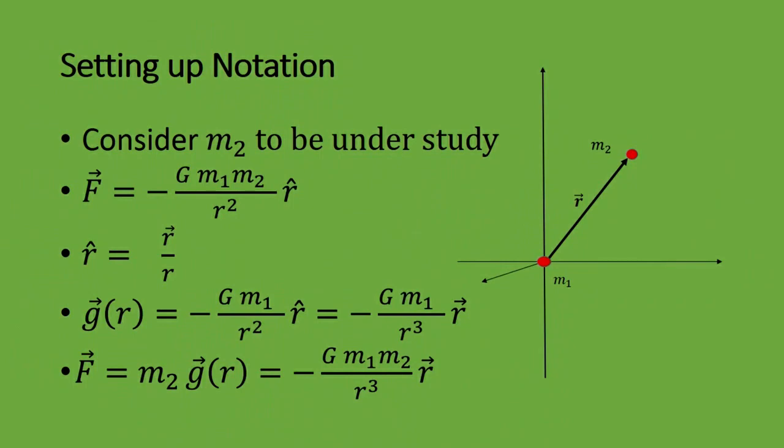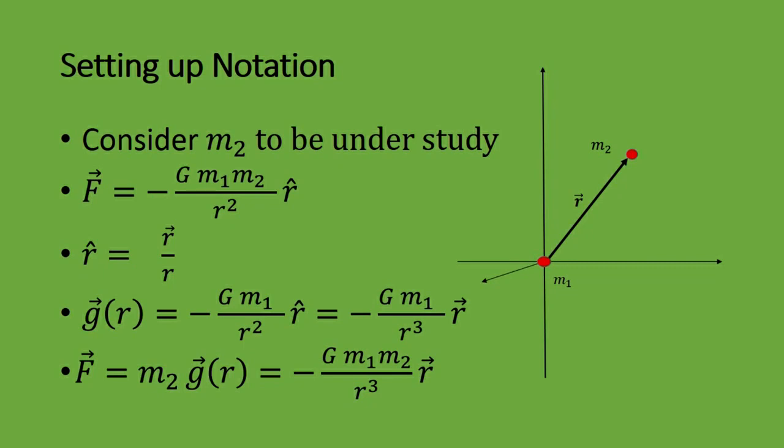Now, let's think of mass number 2 to be the one that we are interested in, and we want to study its motion. Now, let's think about what is the force on mass number 2. According to the gravitational law, the force acting on mass number 2, let's think about the magnitude first, is equal to the constant G times mass number 1 multiplied by mass number 2 divided by the length of the position vector squared. Now, to include direction, we will add a minus sign, times r unit vector.